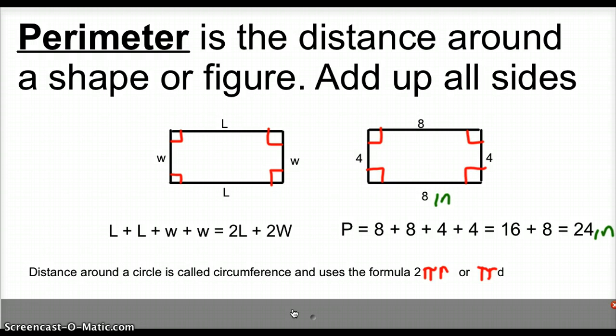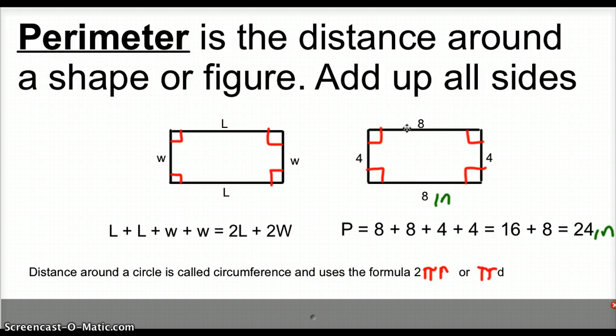So looking at these examples we have up here, let's look at the one on the right. So the one over here, we have two sides that are 8 inches, and we have two sides then that would be 4 inches. And if you just add those up together, 8 plus 8 plus 4 plus 4 is going to give you 24 inches. So that would be the perimeter of this particular figure.